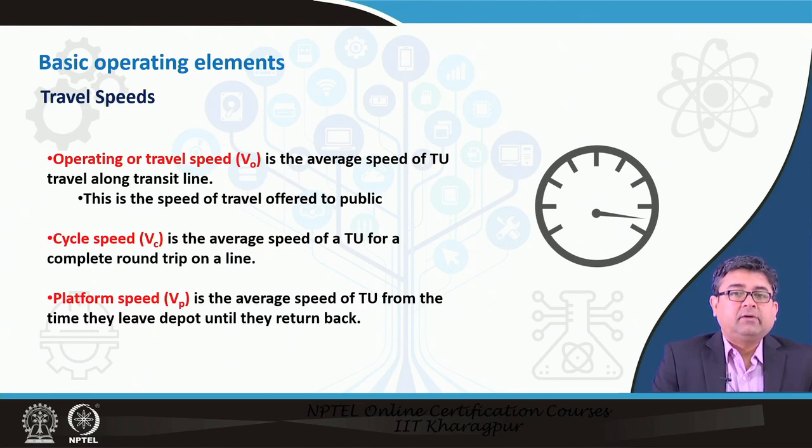And lastly, platform speed is the average speed of the TU from the time they leave the depot until they return back. So, remember there was a platform travel time as well. Similarly, there is a platform speed, where the speeds with which they travel from the depot to the transit line and back are calculated. So, it is not only the operating travel speed, but also the speed at which they operate when they are going back and forth from the depot as well.